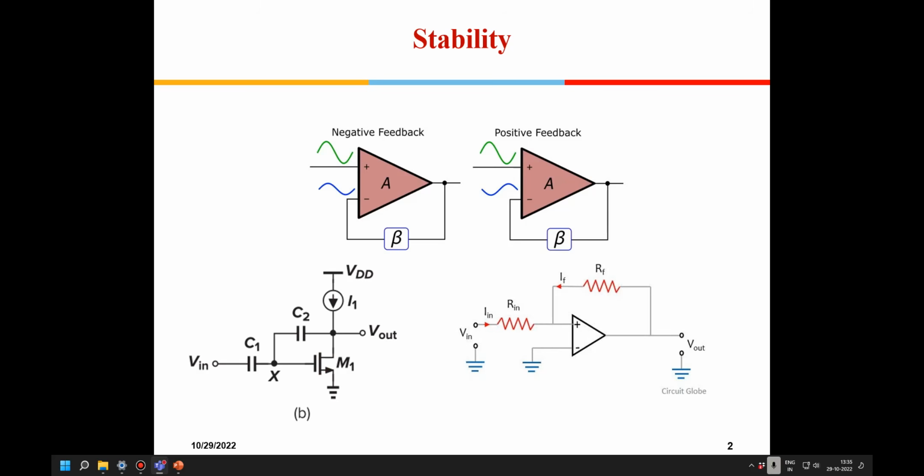Sir, I have one question. This positive feedback, why is that going to the negative terminal there in that amplifier? Here, yeah, I'm coming to that.